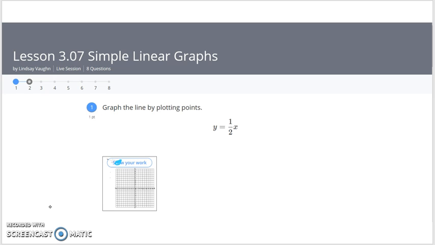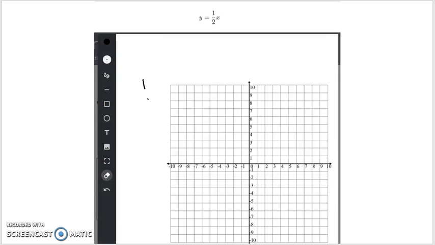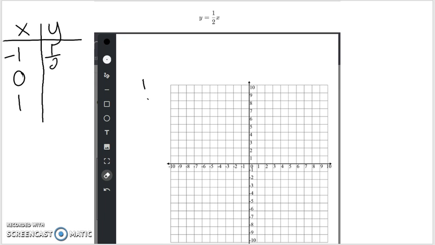You'll go ahead and click this show your work and a little table will pop up. So what we're going to do is graph this line by plotting points. The easiest way to do this is to create an XY table and select some points on your graph. I like to choose -1, 0, and 1. So what we're actually going to be doing is plugging those coordinates into my equation. So I'm taking this x value and I'm plugging it in for x.